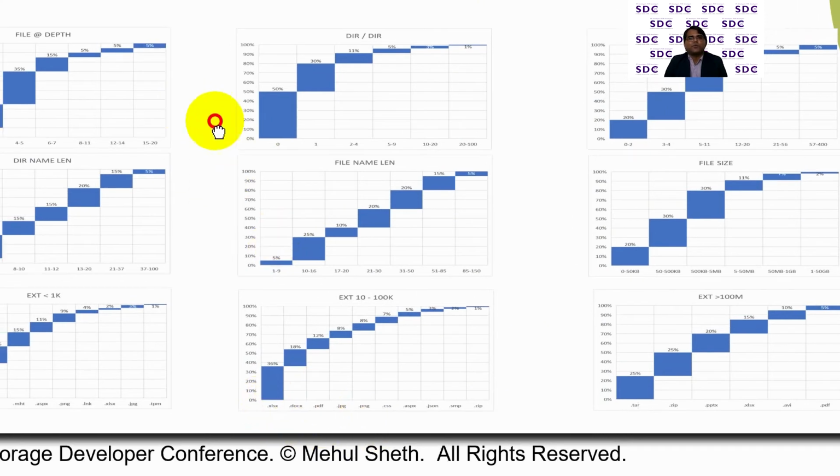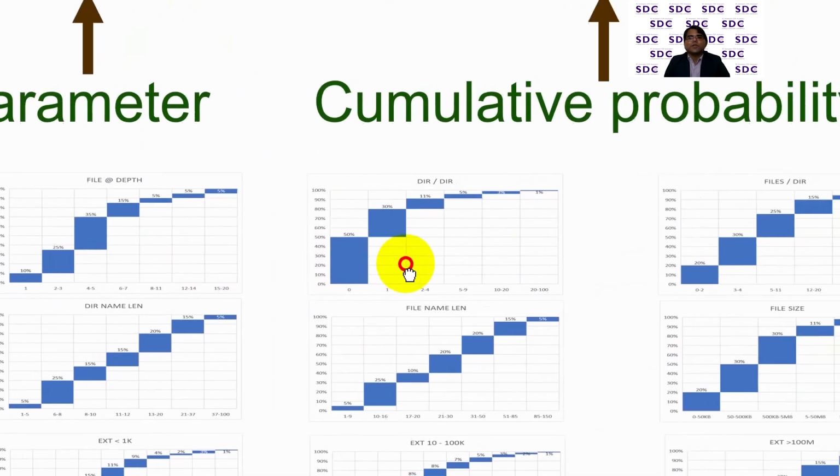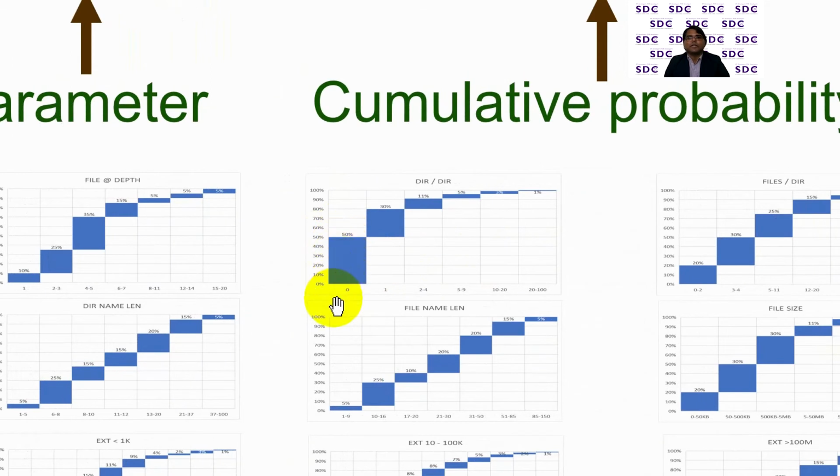Look at this plot of files at a given depth. 10% of the files were at depth 1, and only 5% of the files were at depth greater than 15. Similarly, for directories, we see that half the directories have no subdirectories, and 90% of the directories have less than 9 subdirectories. So if I follow the model and generate arrays where I need to generate 100 files for simplicity, I'll need 5 files at depth 15 minimum.